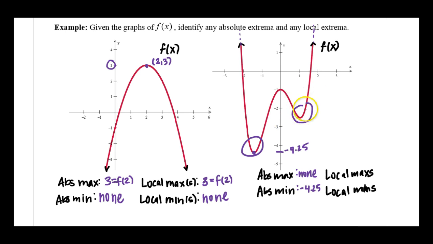Now, typically, we wouldn't do this so inaccurately by just looking at a graph, but we're just trying to get the general idea for an absolute maximum and an absolute minimum. So the absolute minimum is about negative 4.25.